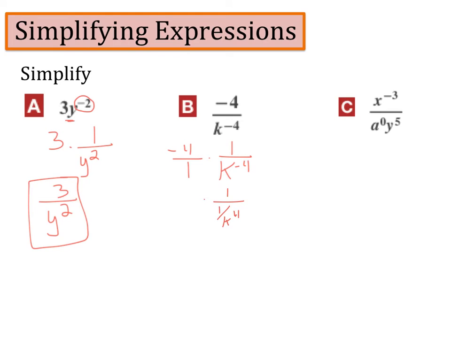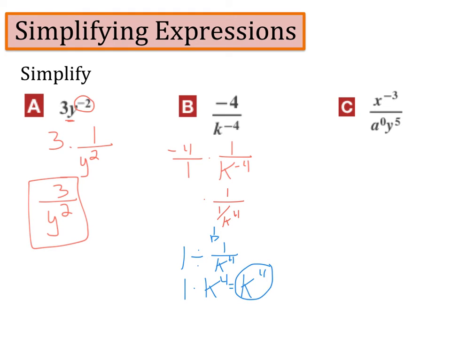So that's the same as 1 divided by 1 over k to the 4th. So we know that division is the inverse operation of multiplication. So to solve this, we would just do 1 times k to the 4th. Final answer being k to the 4th.